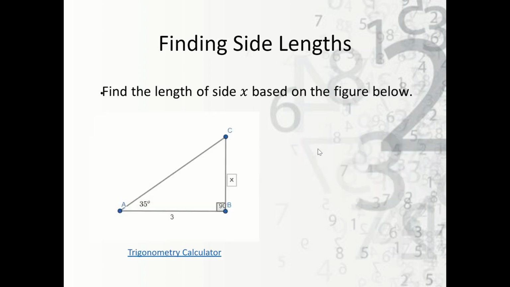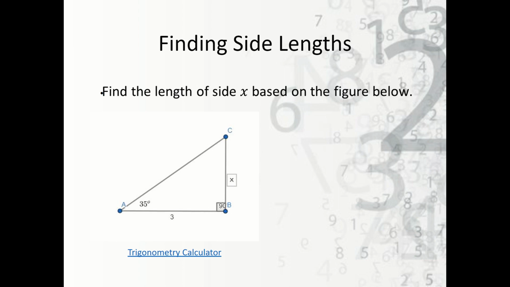Now how do we find side lengths? We're given a triangle here, and we're told that we need to find this length x. We know that this side is 3 and this angle is 35 degrees. First of all, we need to decide which trig function we need to use. In this case, we have an angle, and from this angle, we have an opposite and an adjacent. We know absolutely nothing about this one, but we know that's what we need to find. So we know the opposite and the adjacent.